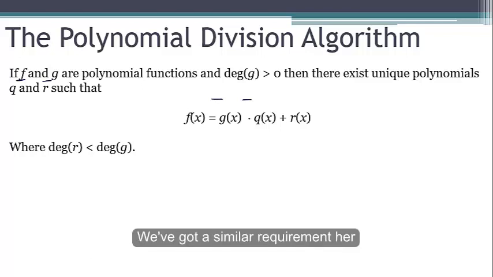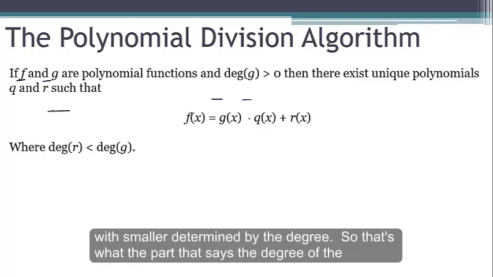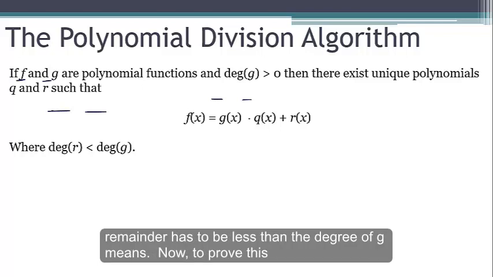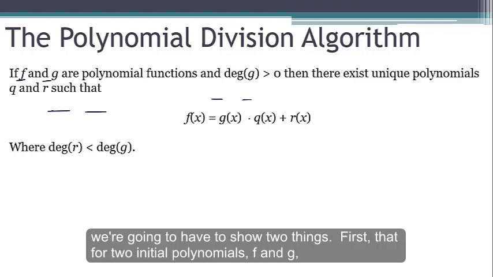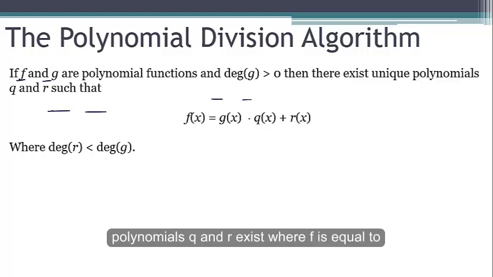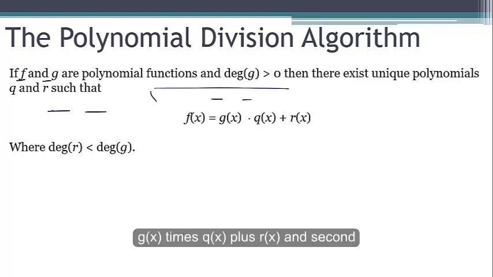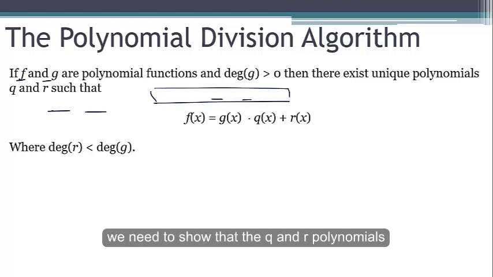Now, in the numeric version, the remainder had to be less than the divisor. Well, we've got a similar requirement here, with smaller being determined by the degree. So that's what the part that says the degree of the remainder has to be less than the degree of g means. Now, to prove this, we're going to have to show two things. First, that for two initial polynomials, f and g, polynomials q and r exist where f of x is equal to g of x times q of x plus r of x. And second, we need to show that the q and r polynomials are unique.